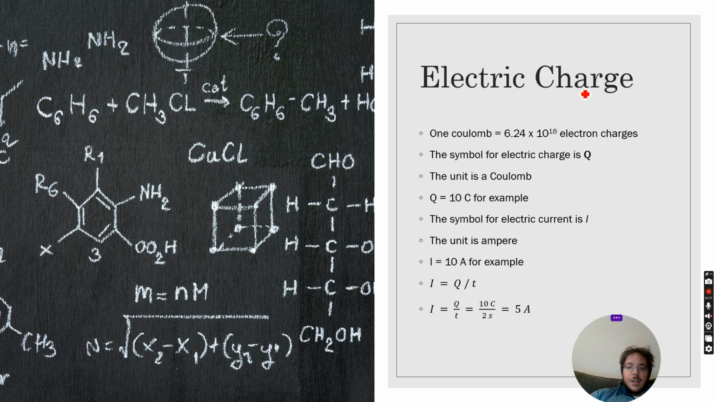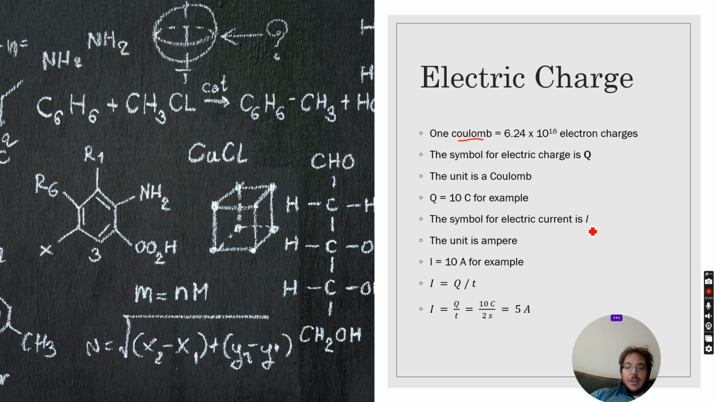So an electric charge, we can measure charge in a unit that's called coulomb. And the symbol for that is Q. So 1 coulomb is a massive number. It's 6.24 times 10 to the power of 18 electrons. So it's massive. But we need that because electrons are super tiny, so we never have just one electron.